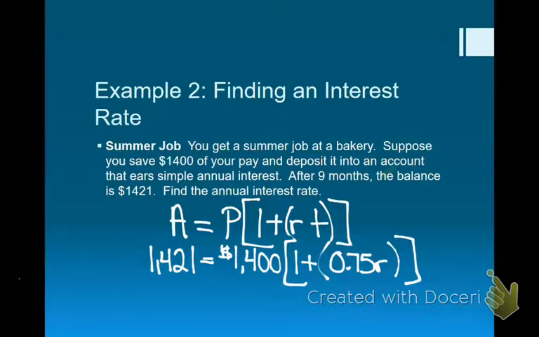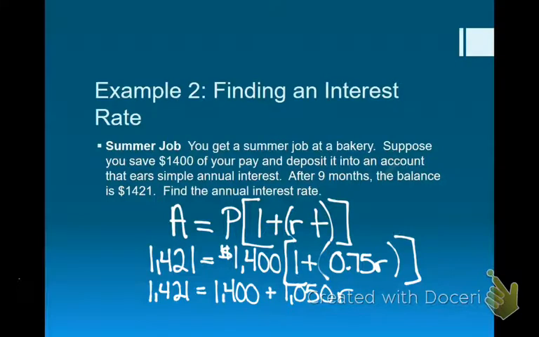So what you have to do is what? Distribute. You're right, it is distributive. Now, this part is easy. 1400 times 1 is 1400. There's nothing difficult about that. Now, I have to do 1400 times 0.75, which is what? 1050. 1050R. Now I'm going to solve this like a two-step equation.